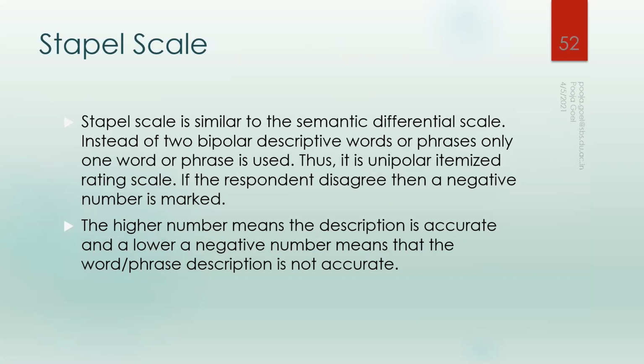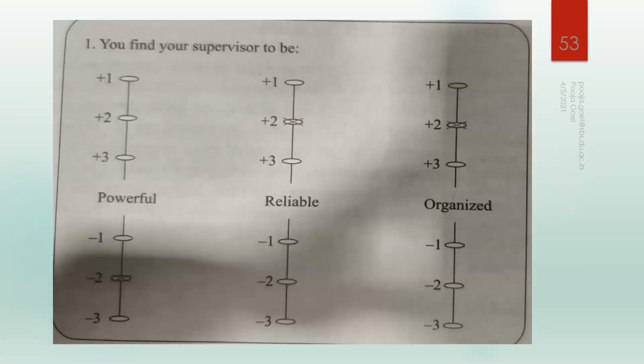Last in this is the staple scale. Now the staple scale is also a kind of semantic, but here we give only one sentiment or one emotion, and we give the negative numbers of that and the positive numbers of that, like this. We give only one sentiment, powerful, reliable, or organized, and we number them plus to minus. So if someone is not feeling powerful about anything, then he can choose minus, and if he is feeling something positive about that, we can give that plus. So these are some kinds of scales which anybody can use in a study.